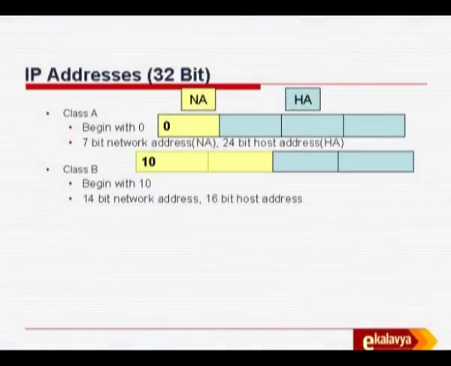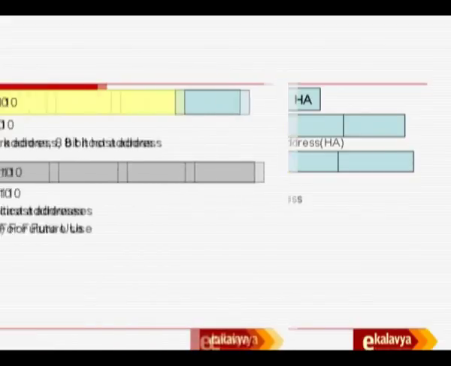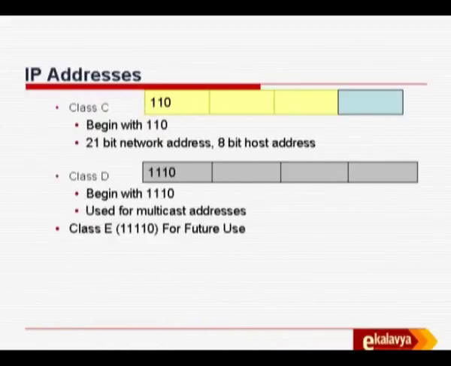2 to the power 16 is roughly 65,000 whatever. Okay. So I can have 65,000 hosts in each of the 2 to the power 14 networks. This is still called class B, which is the next layer. Okay. There is a third address class called class C.